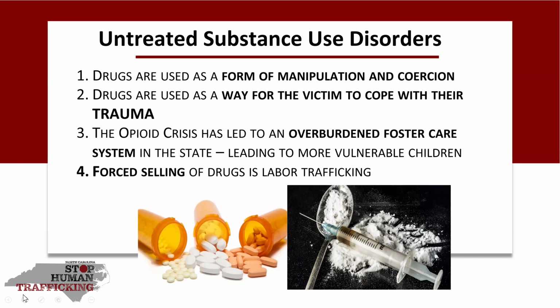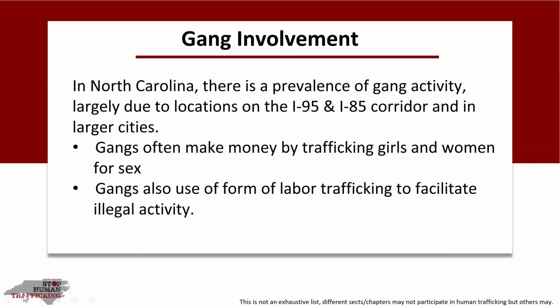Traffickers oftentimes compel victims to do a lot of illegal activities, and one of those illegal activities is selling drugs. But we can also look at gang involvement when we're talking about the forced selling of drugs as well. In North Carolina, there's a prevalence of gang activity, largely due to locations on the I-95 and I-85 corridor and in larger cities. So what gangs do is they make money by trafficking girls and women for sex, but they also use a form of labor trafficking to facilitate illegal activity.